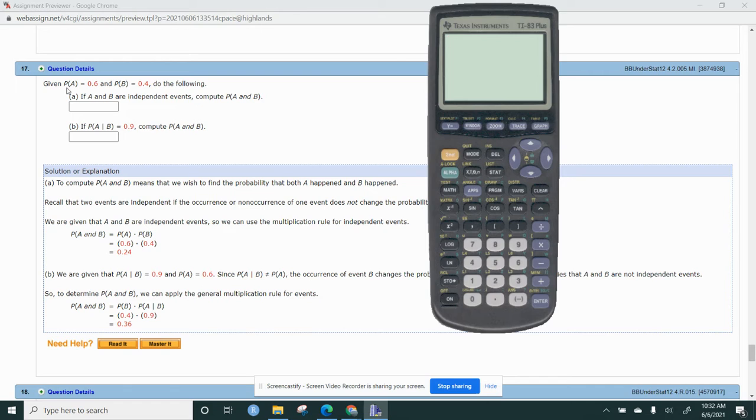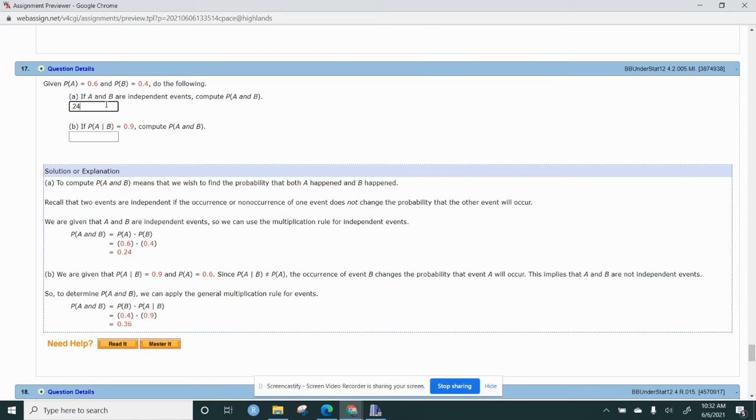All right, since they're independent, all you have to do then is, it shows you right here, 0.6 times 0.4 gives you 0.24. So 0.6 times 0.4, I'm just putting it in the calculator so you see, equals that. So this one is 0.24. Okay. So now the next one is kind of tricky.